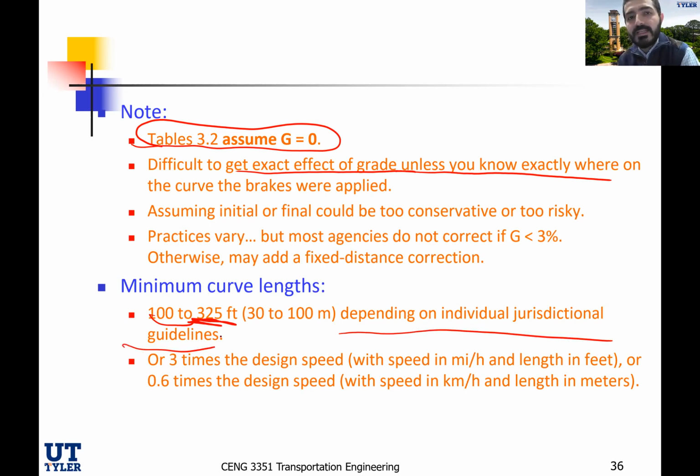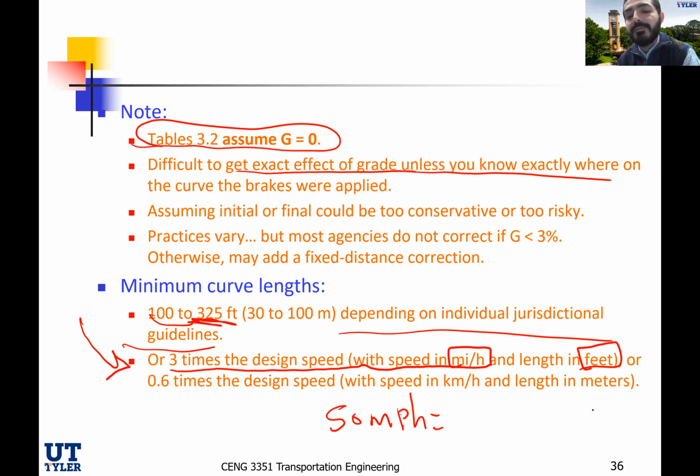But what I have seen, and it's a good rule of thumb, is this: the minimum length of the curve is 3 times the design speed if you are using miles per hour, and the length, of course, in feet. So if, for example, the speed limit is 50 miles per hour, as a rule of thumb the minimum L will be 50 times 3, so the minimum length is around 150 feet.